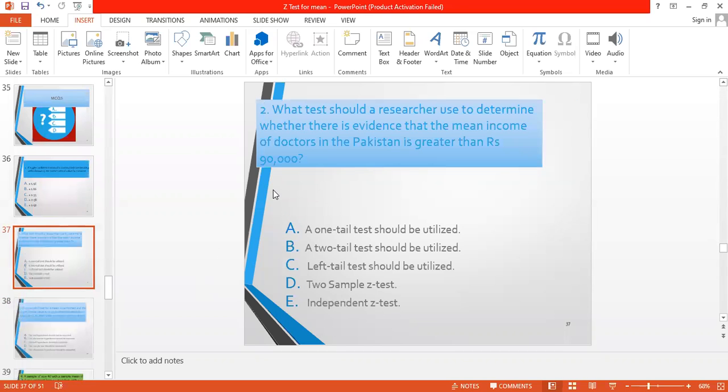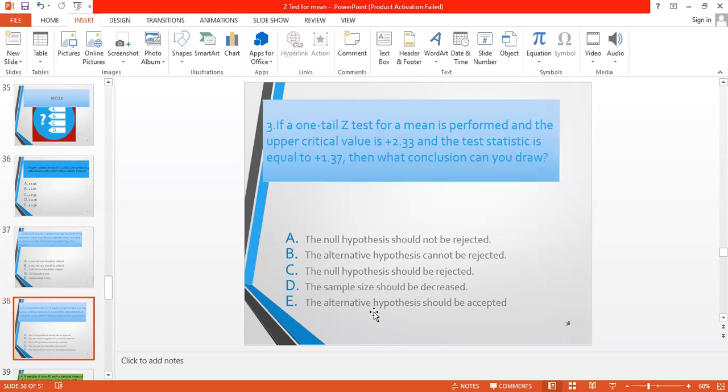Which test should a researcher use to determine whether there is evidence that the mean income of a doctor in Pakistan is greater than rupees 90,000? A one-tail test should be utilized, a two-tail test should be utilized, a left-tail test should be utilized, a two-sample z test, or an independent z test. A, a one-tail test should be utilized.